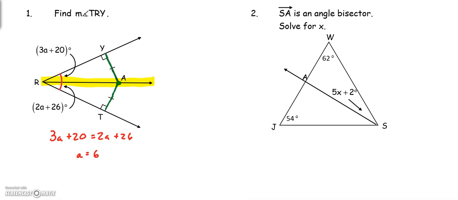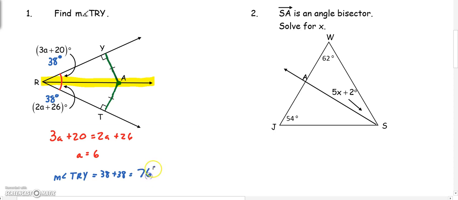If I need to find the measure of TRY, I'm going to substitute 6 in for both angles. So 3 times 6 plus 20 gets me 38 degrees, and 2 times 6 plus 26 also gets me 38 degrees, which makes sense that both angles are 38 degrees because we have an angle bisector. So the measure of angle TRY is equal to 38 plus 38, which is 76 degrees.